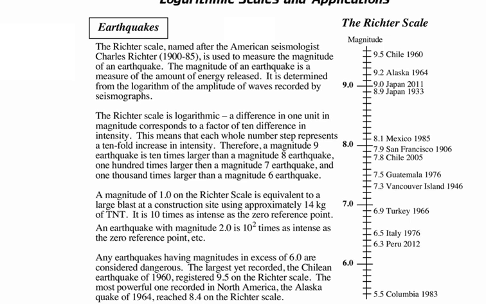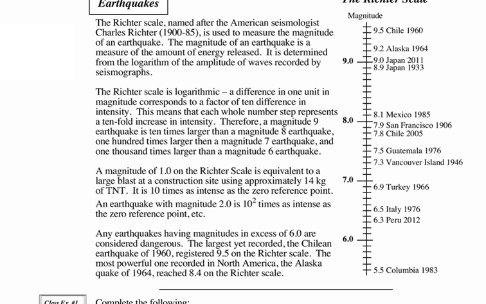Okay, so the Richter scale, named after the American seismologist Charles Richter, is used to measure the magnitude of an earthquake. So you've seen this before, right? The magnitude of an earthquake is a measure of the amount of energy released. It is determined from the logarithm of the amplitude of the waves recorded by seismographs. So those machines that they use.